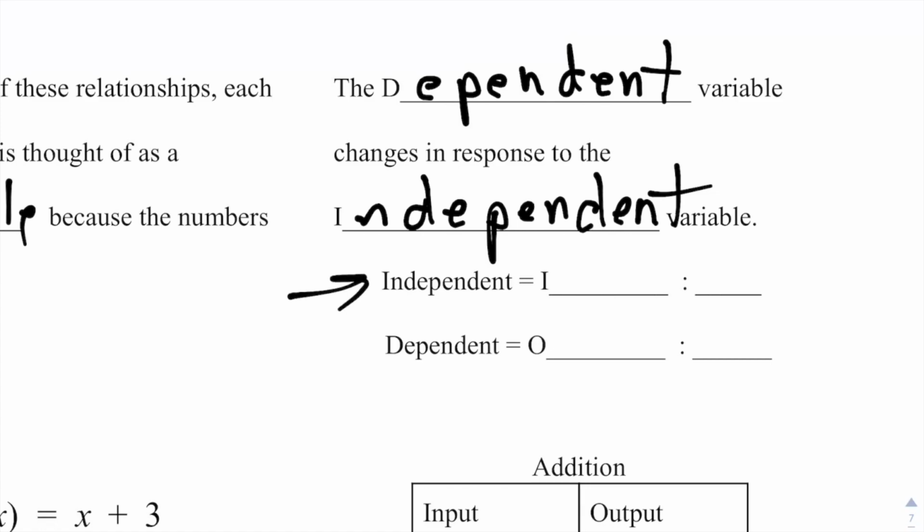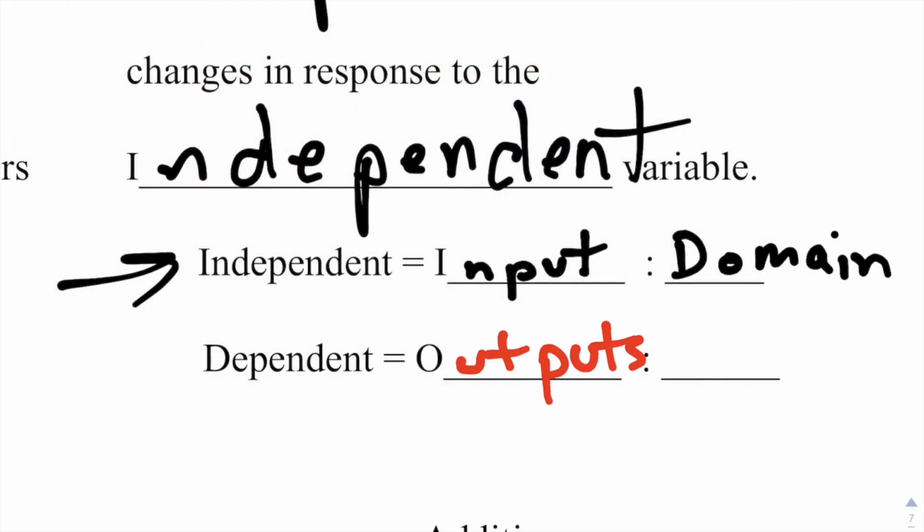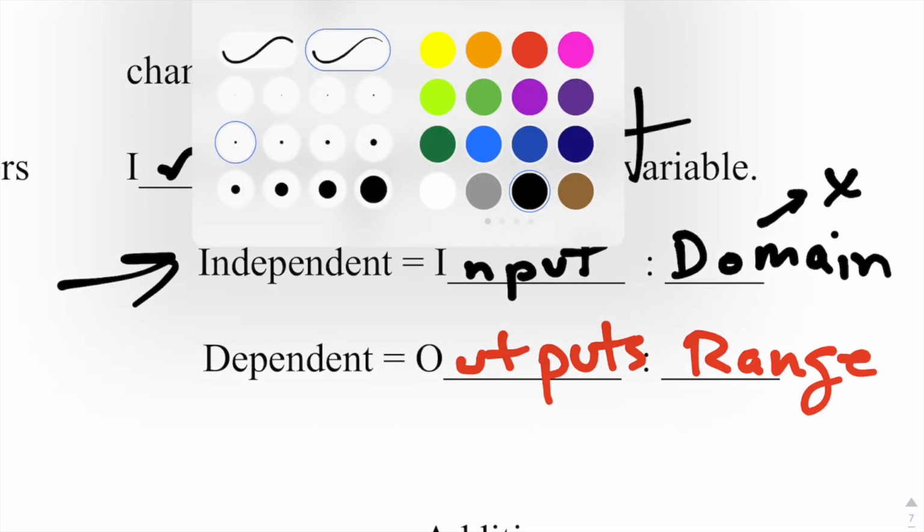The independent variable, in our cases, are our inputs. Those are variables that aren't dependent on anything. So when we take an x value and plug it into a function, we're just grabbing that x value. It's not dependent. So the input or the domain are the independent variables. And then the dependent variables are the outputs, which is the range. And as you remember, the domain deals with x values, and the range deals with our y values.